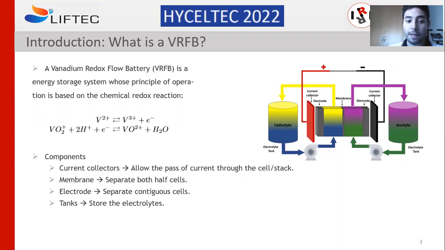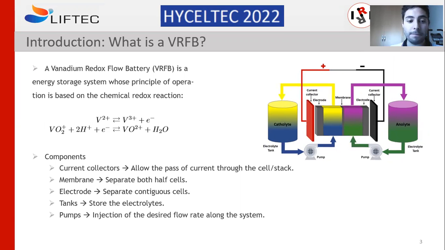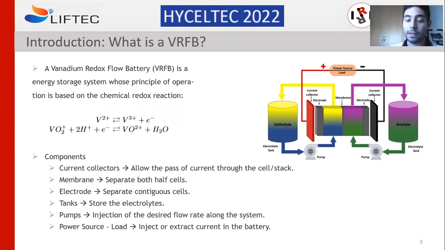The tanks are the part of the system where the electrolytes are stored and are directly related with the energy that is stored inside the system. The pump has the function of injecting the desired flow rate along the system, making it flow and pass from the cell to the tank in a cyclic way. And finally, we can find the power source or load that can be seen as injection or extraction of current into the battery.